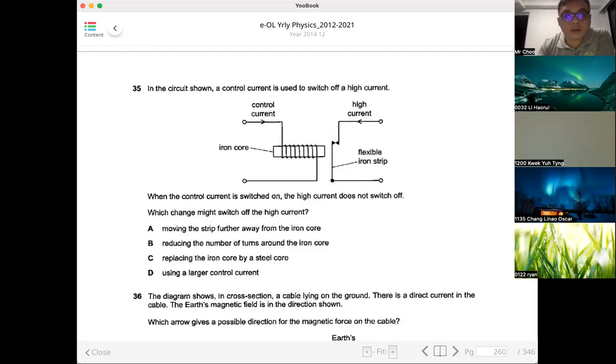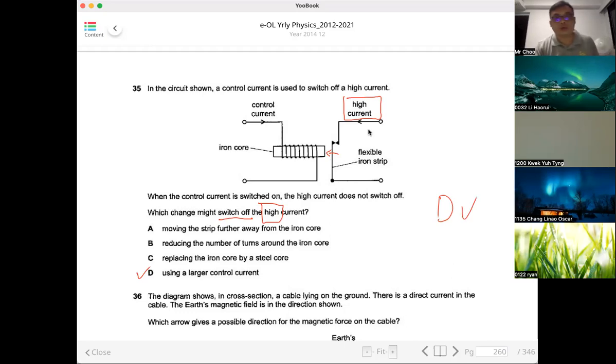If you want to switch off the high current, we're talking about this one. You want to make this break, so you want this iron strip to move towards the iron core. Which of these four answers allows the iron strip to be attracted to the iron core? The only answer will be D. Very good, all of you got this correct. Well done.